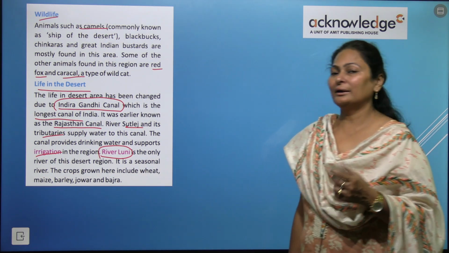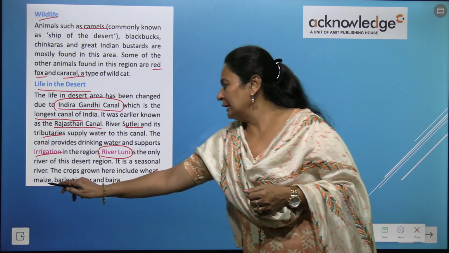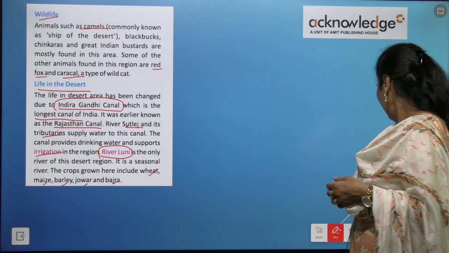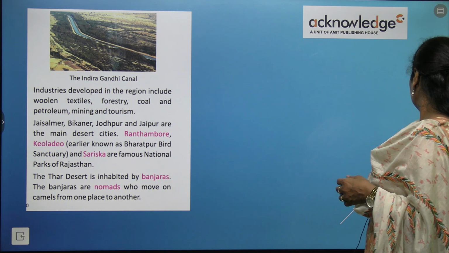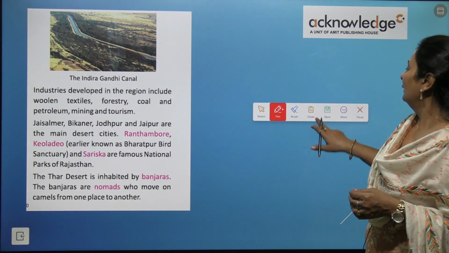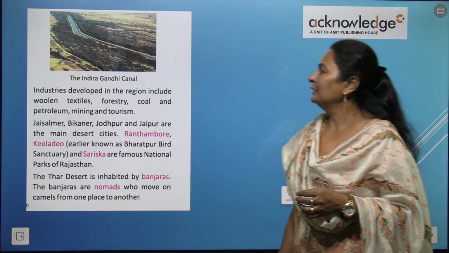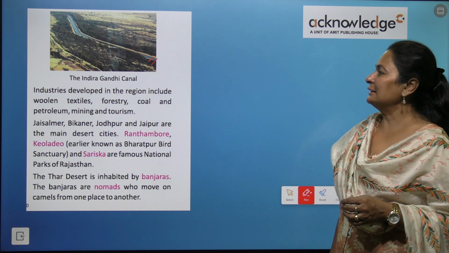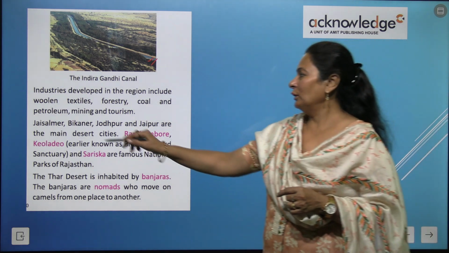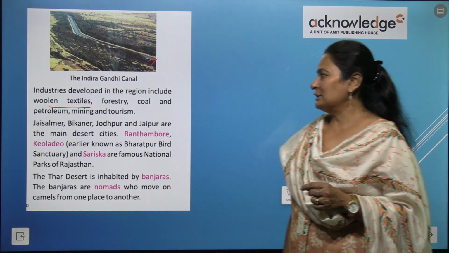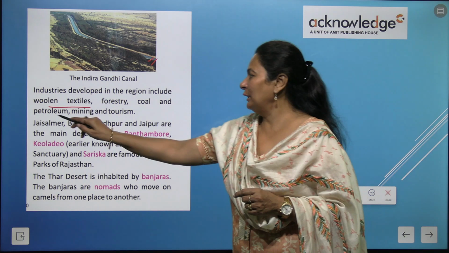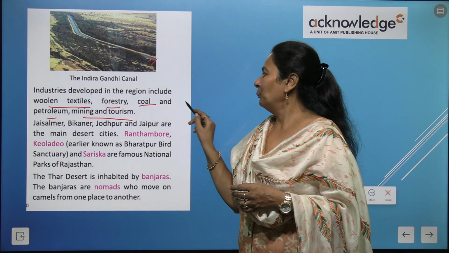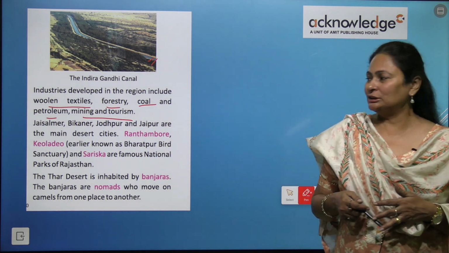The crops grown here include what? It includes wheat, maize, barley, jowar, and bajra. Alright, now let's see the picture of the Indira Gandhi Canal, right? This is the canal. Industries developed in the region include what? Woolen textile, forestry, coal and petroleum, mining and tourism are some occupations of the people of this region.